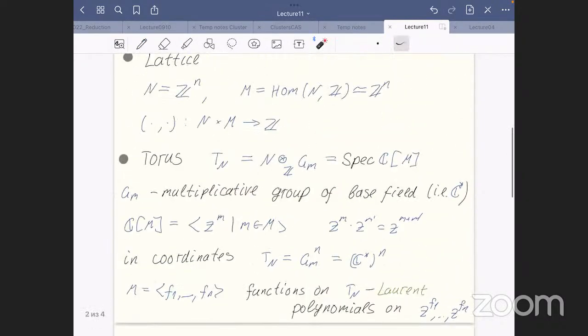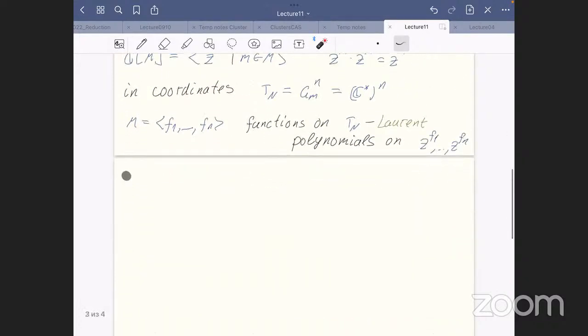So I have a lattice. To each lattice, I assign the torus of the same dimension, equal to the rank of the lattice. What I'm going to say is that cluster varieties are obtained by gluing such tori. This was actually already said when I defined cluster varieties, but I'm going to say something more precise about this gluing. And for this, I need some generalization of the torus, which are toric varieties.